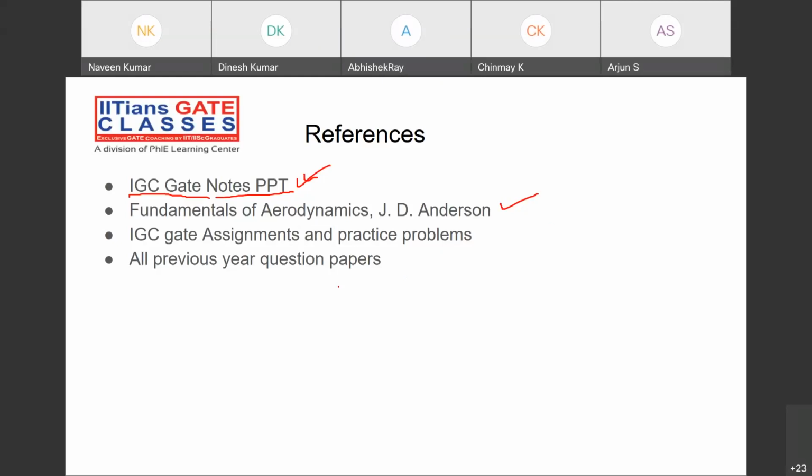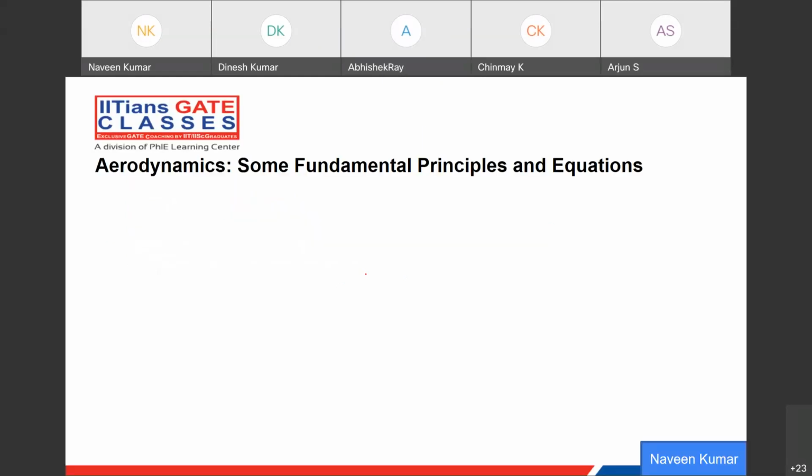Every question, each and every part will be covered here, and you will understand that you can do all the questions from the PPT and whatever is given. From the notes, you can easily solve all the numericals and all the basic fundamentals from GATE. Then let's start with aerodynamics, some fundamental principles and equations. These are the basic principles we are going to cover. We will not be able to cover the full thing in this, but we will see how much we cover here.